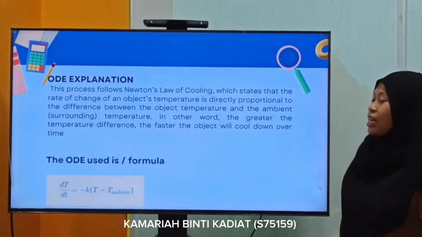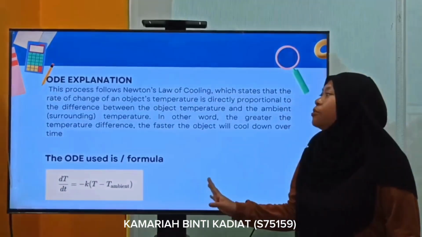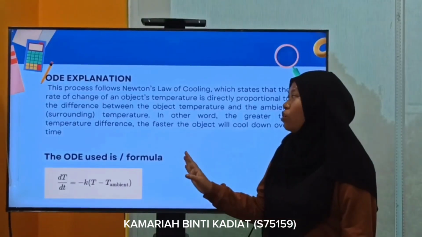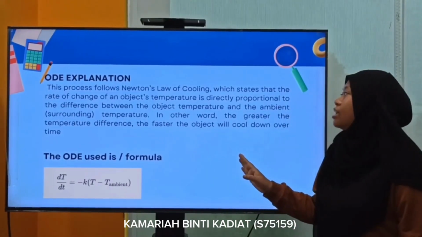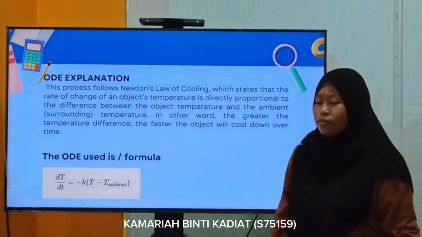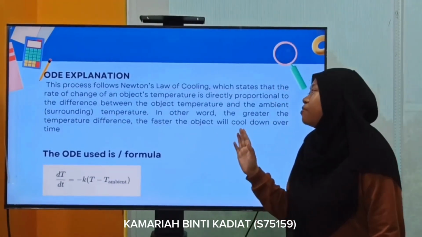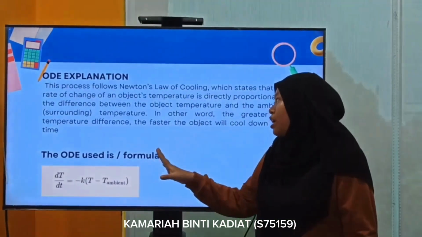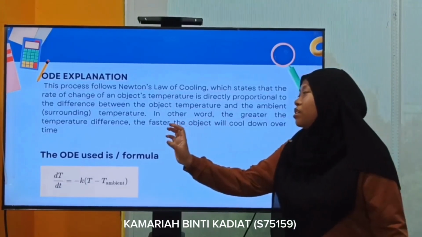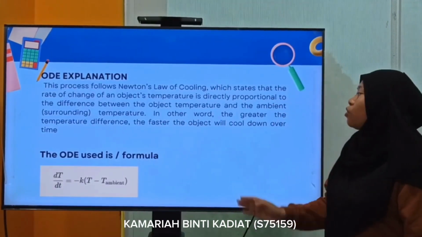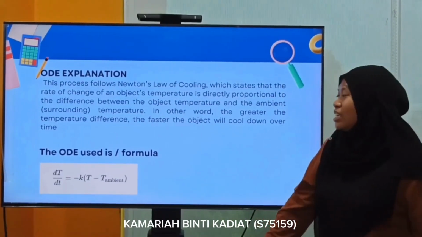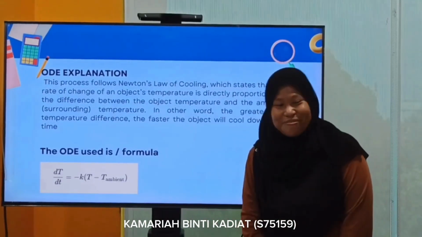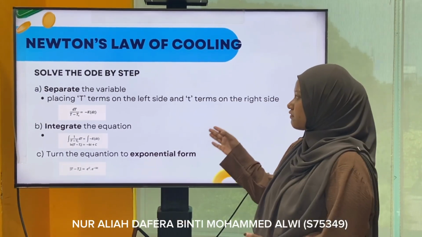Second is the ODE explanation. This process follows Newton's law of cooling, which states that the rate of change of an object's temperature is directly proportional to the difference between the object's temperature and the ambient temperature, which is the surrounding temperature. In other words, the greater the temperature difference, the faster the object will cool down over time. So this is the formula for Newton's law of cooling.